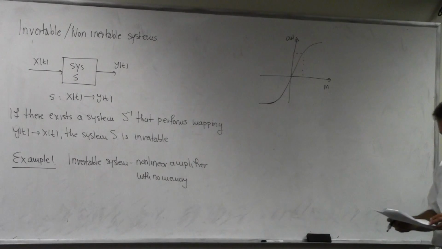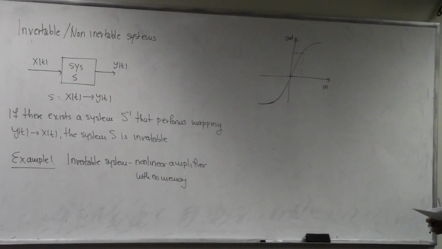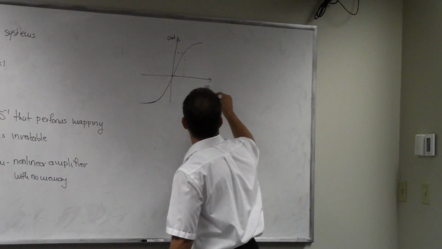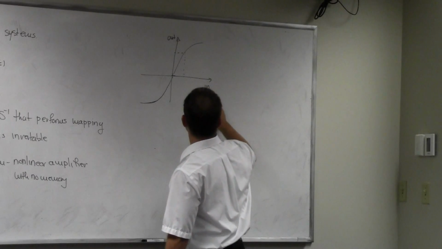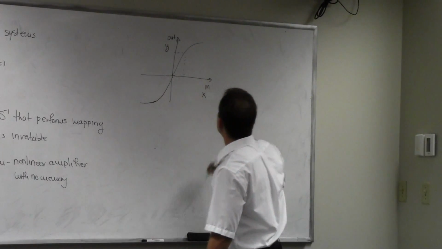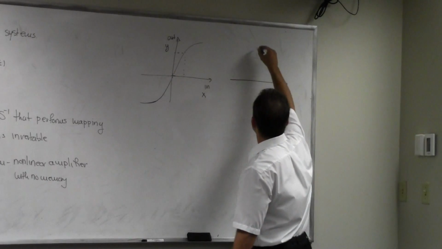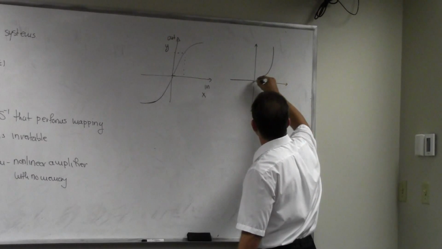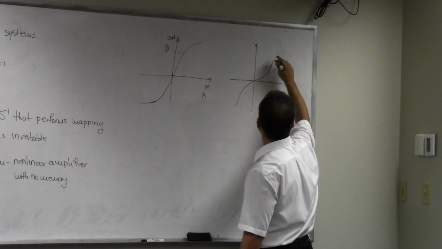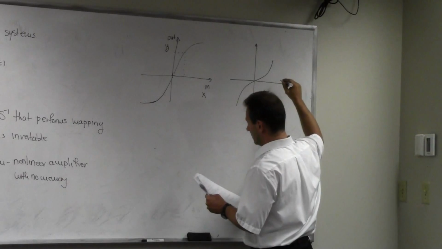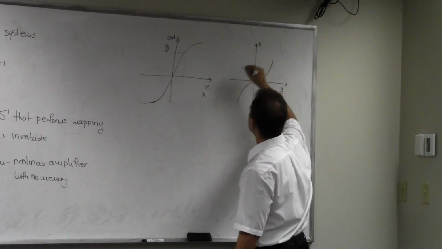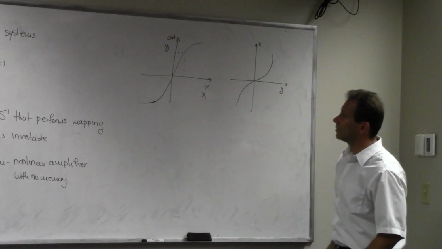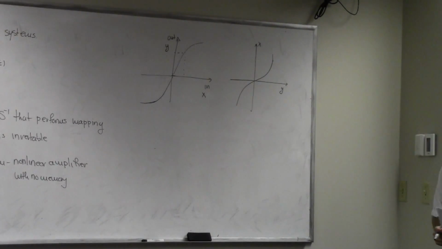So there's a one-to-one mapping there. Now, if this is your x, and this is your y, then consider another nonlinear amplifier with characteristics that might look somewhat like this, an inverted version of this one. If you combine these two, you will have an overall transfer characteristic where input equals output.